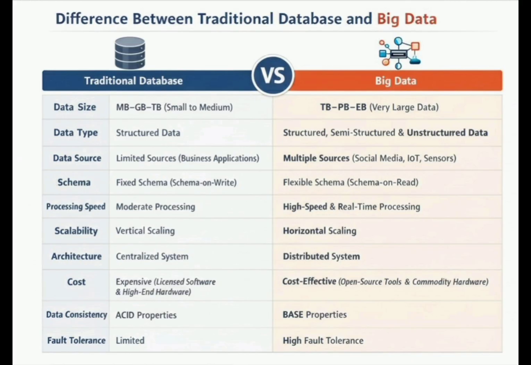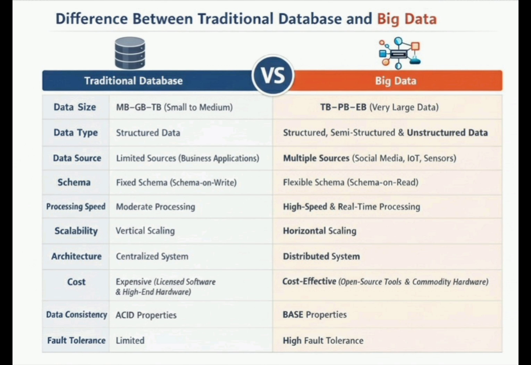Yeah, now it's time to discuss the differences between a traditional database and big data. The traditional database volume is in the range of megabytes to terabytes, whereas the big data range is from terabytes to petabytes, even exabytes also. And as I said before, the traditional database deals with structured data only, and big data deals with structured, semi-structured and unstructured also. And there are limited sources available for collecting traditional data, whereas multiple sources are available for big data. And the traditional database follows a fixed schema, whereas big data follows a flexible schema.